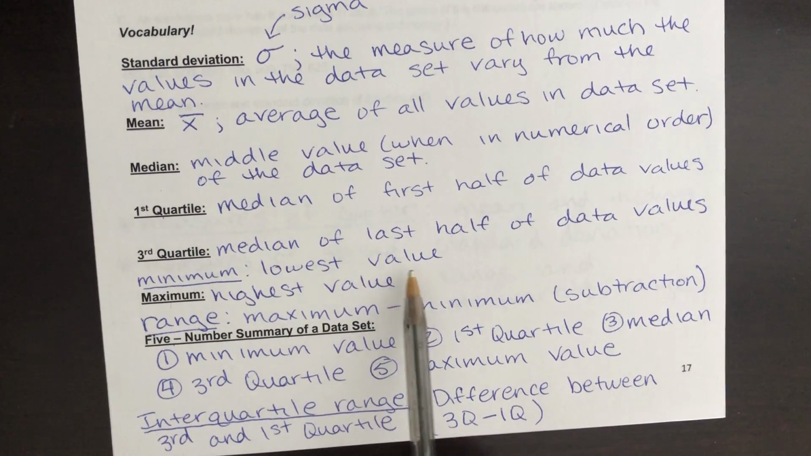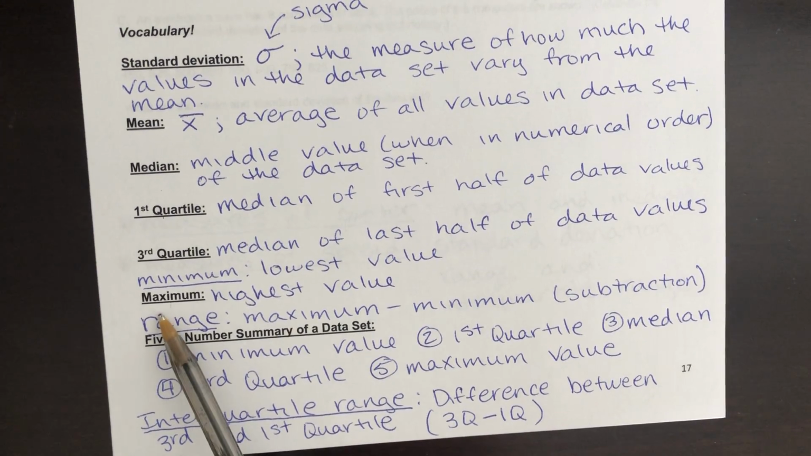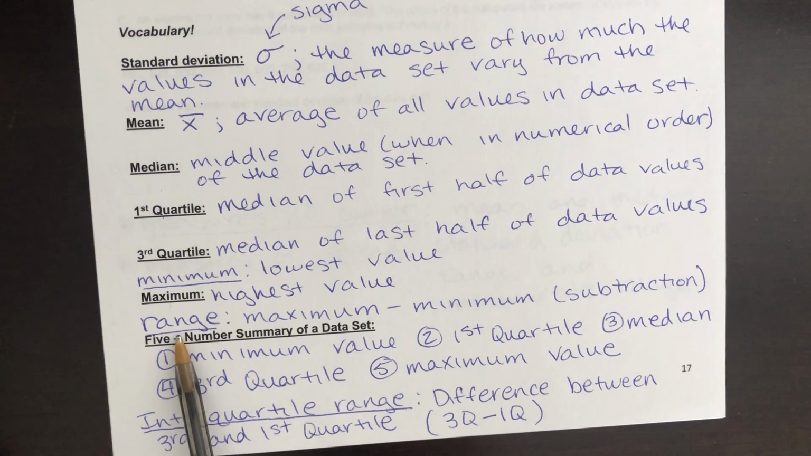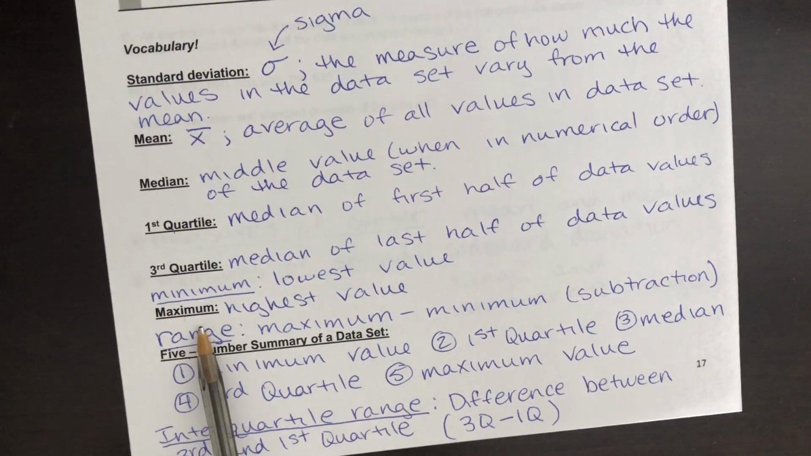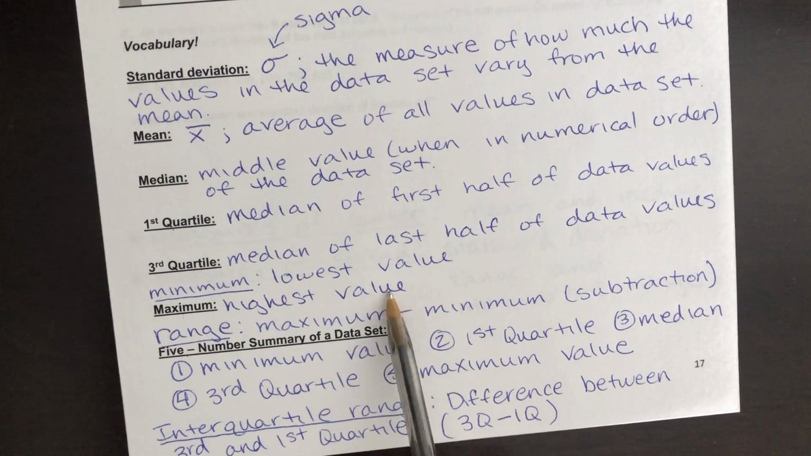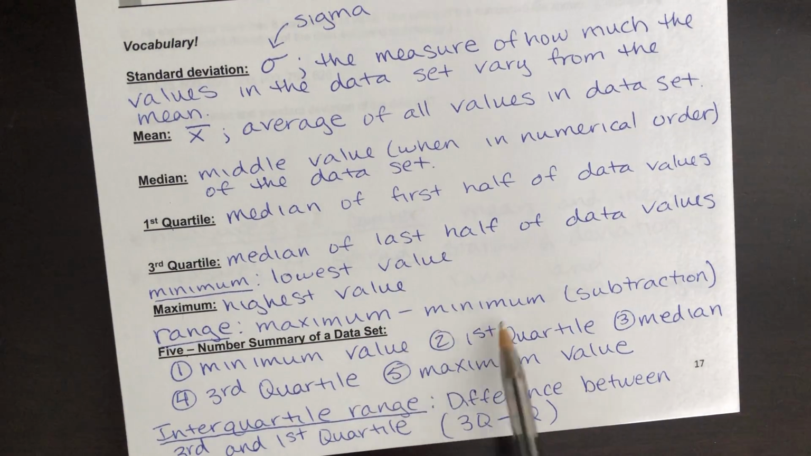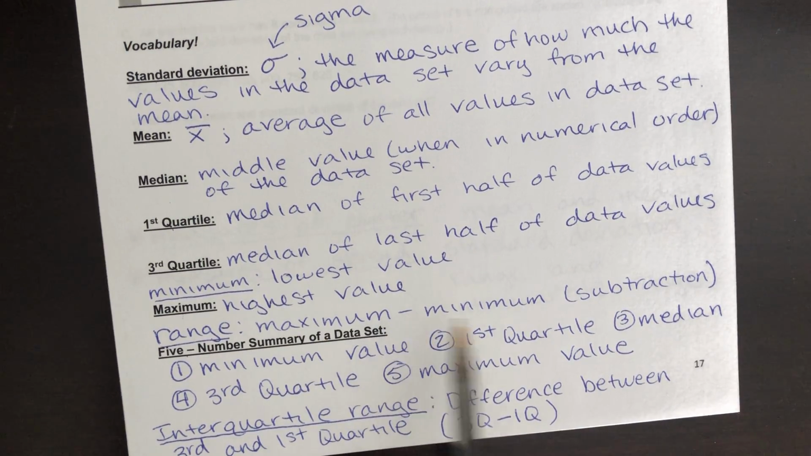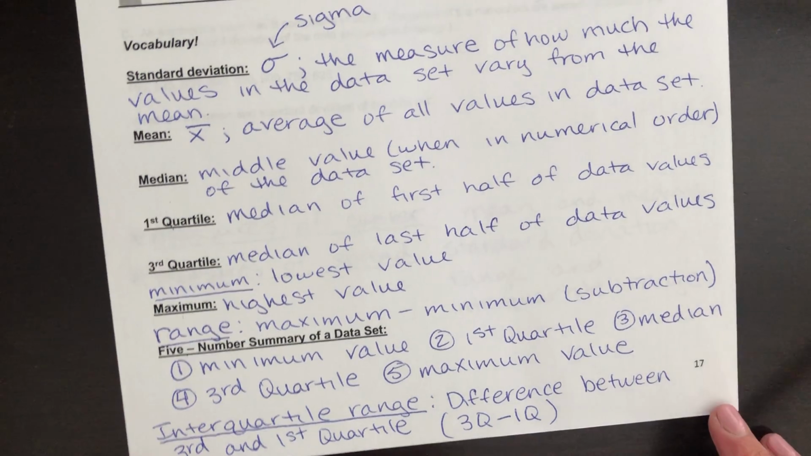Minimum would be the lowest value in your data set. Maximum would be the highest value in your data set. And then range, we talked about range before, but this is not the set of y values. This is a little bit different. In stats, the range is the maximum, so the highest value, minus the minimum, the lowest value. So you're subtracting the highest minus the lowest to find the range.